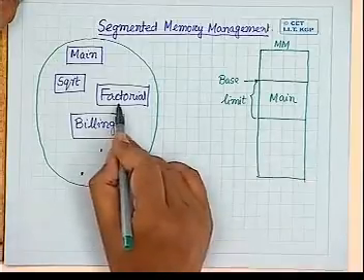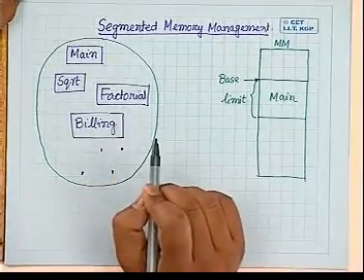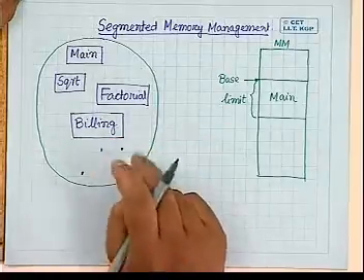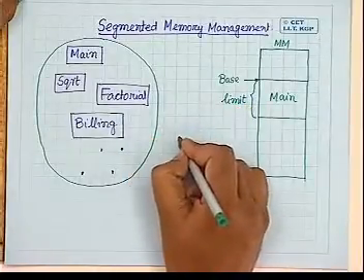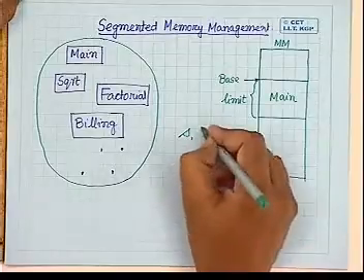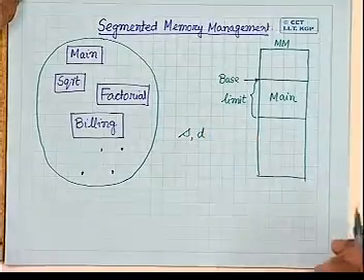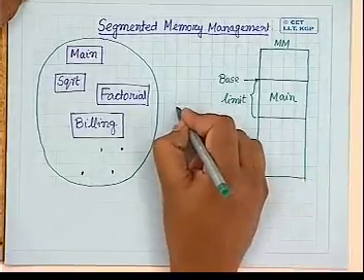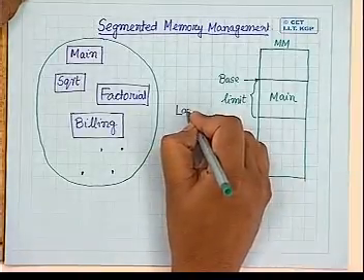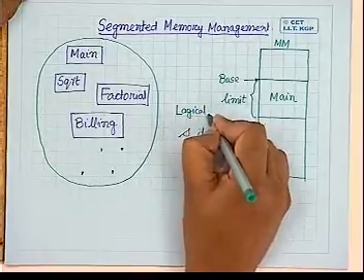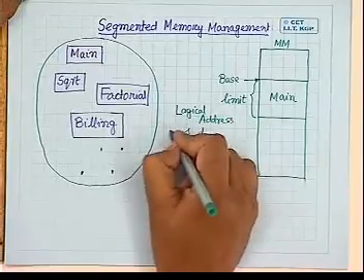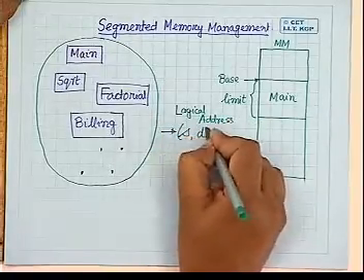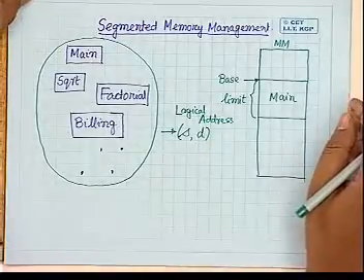Now, whenever the CPU generates an address, in the earlier case the address was of two components, the page number and the offset within the page. Now again the address will be of two components, but instead of page number, it will be the segment number S and the offset within the segment T. And this is the logical address generated by the CPU, which will consist of two components S and T.